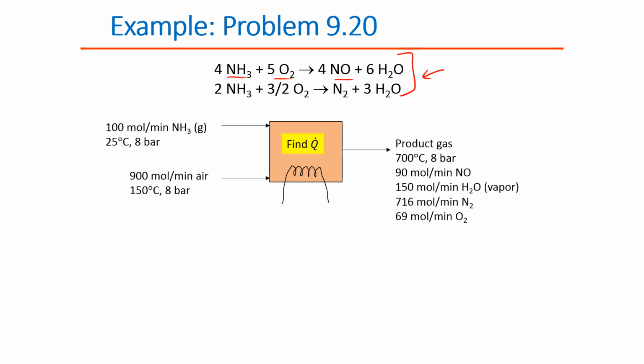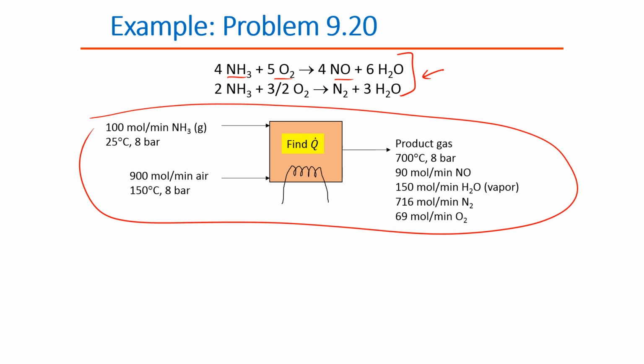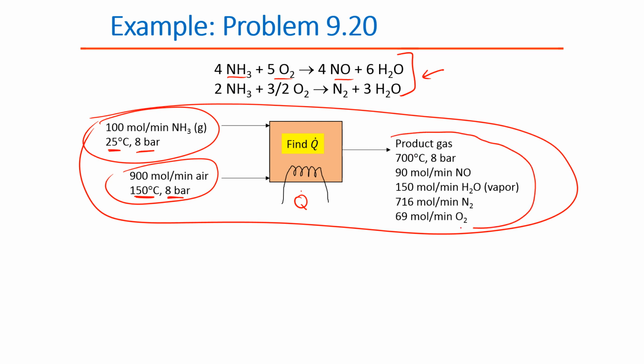So we have a flow chart here that shows what's coming in. We have the ammonia coming in at 25 degrees Celsius and 8 bar. And then we also have 900 moles per minute of air coming in, but this is much hotter, 150 degrees Celsius and 8 bar. We're also putting heat into the system with a resistive heater, for example, and then we have product gas coming out.